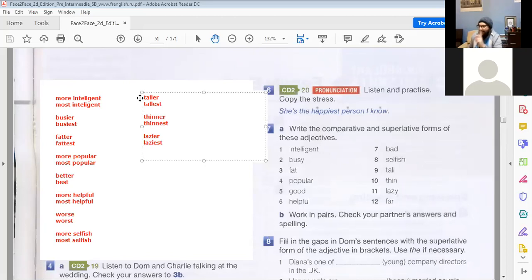Far is actually irregular, like good and bad. Who can remember it? The person who remembers it will get a chocolate emoji on Facebook. Farther. Hannah, can you say it again? Farther. Correct. That's actually correct. Farther and farthest. Right. Hannah gets a chocolate emoji.